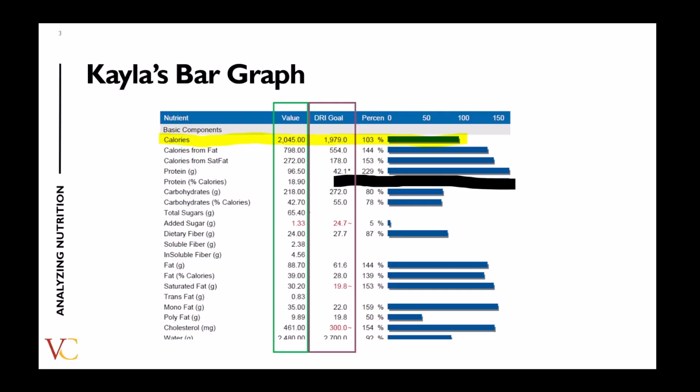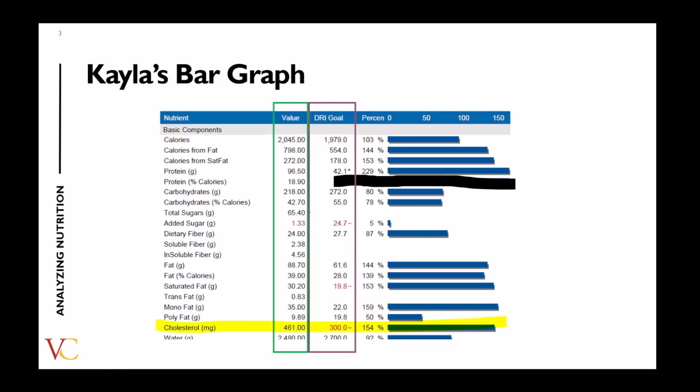If a person exceeds the DRI goal for calories significantly, then they're going to gain weight. If they consume much less of the calories compared to the DRI goal, then they're likely to lose weight. So we can say that Kayla is consuming approximately the right amount of calories to support her current weight.